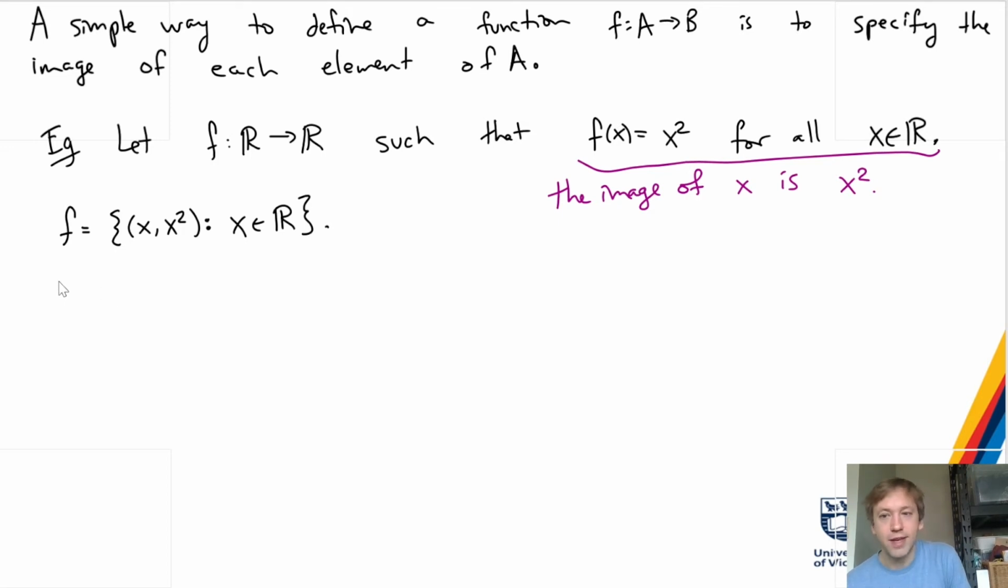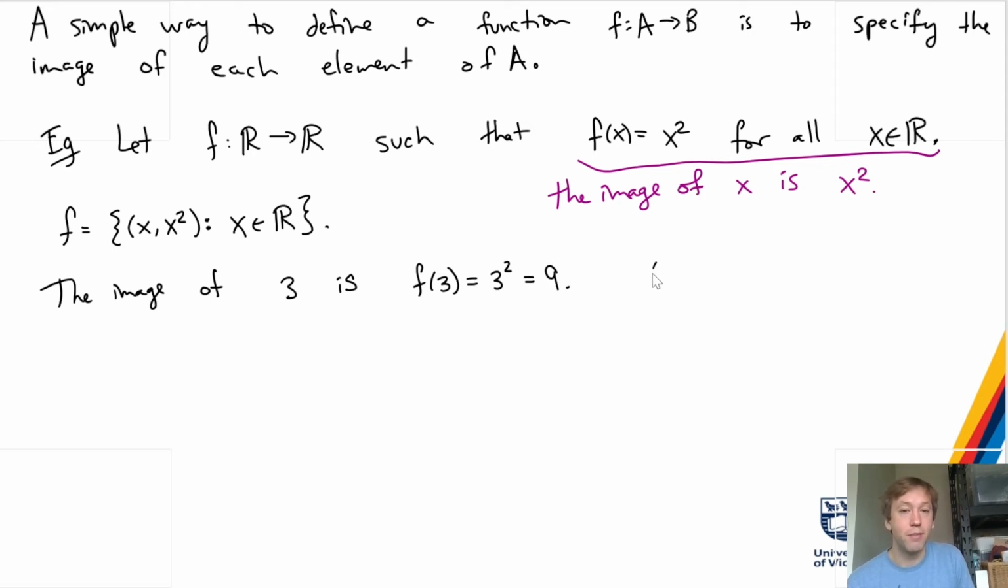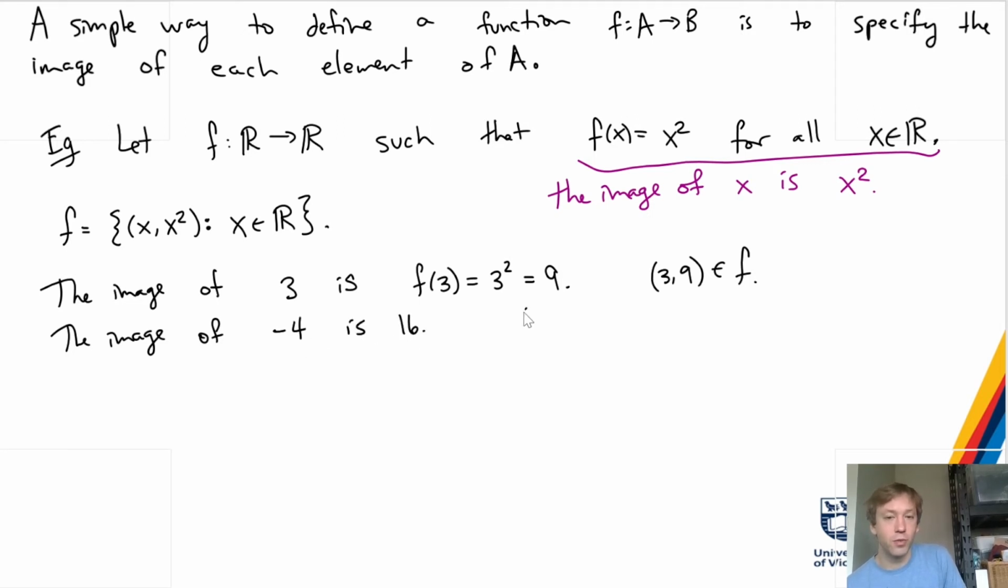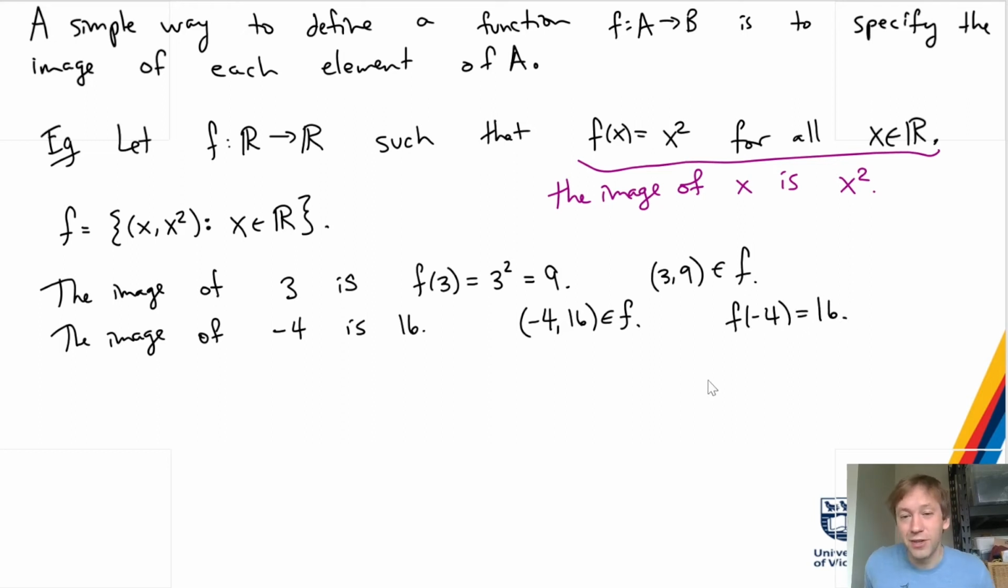So let's just play with some of these definitions. The image of, let's say, 3 is f of 3, which is 3 squared, which is 9. So in particular, (3, 9) is in f. The image of -4, for example, is 16, right? So in other words, the pair (-4, 16) is in f. Or in other words, f of -4 is 16. Okay, so these are all things that you're used to, but it's important to formally understand what these definitions are saying.